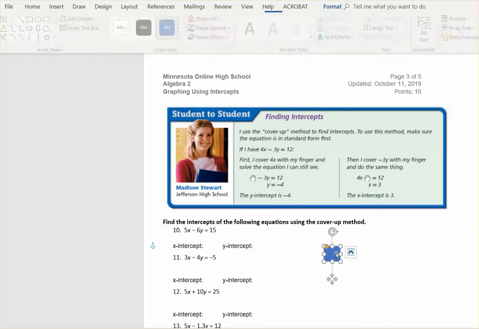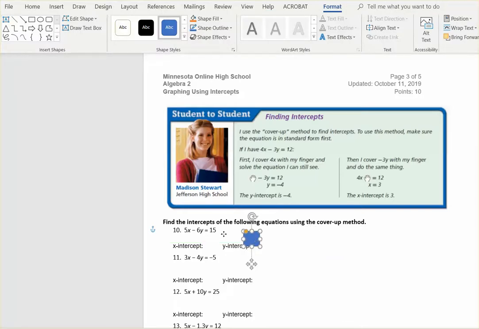There we go. We've got a little square. It might be a little big. You would just do it with your finger, covering up your finger on the screen. All right, so to find the x-intercept, I would cover up the whole part that shows the y.